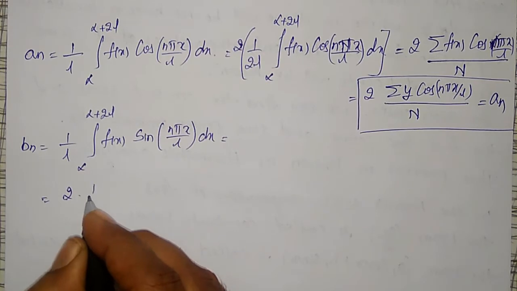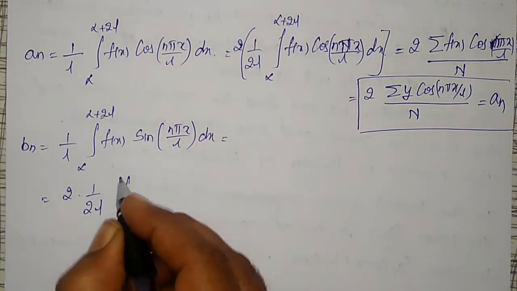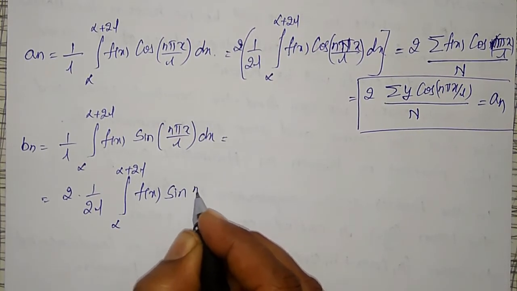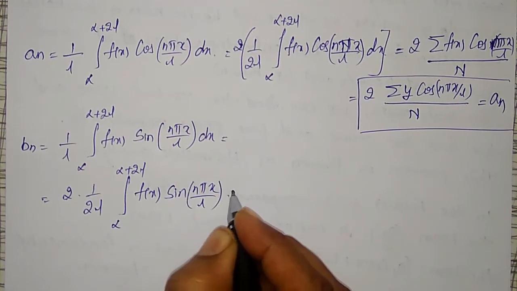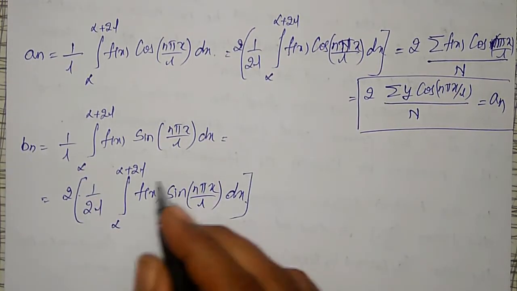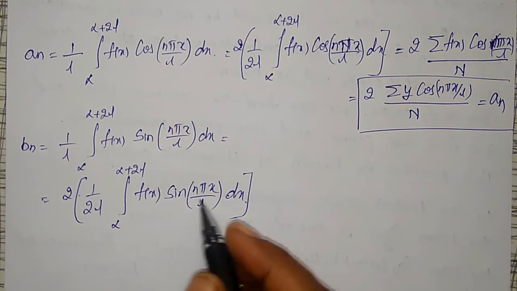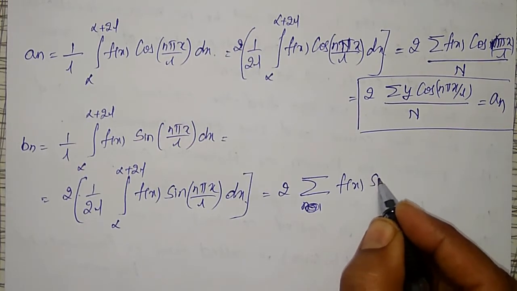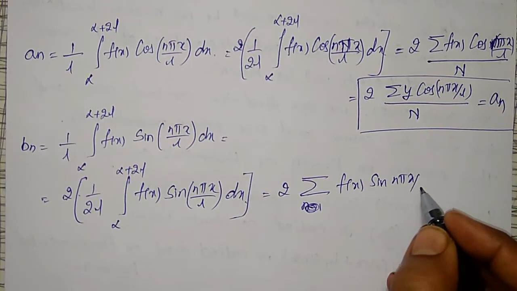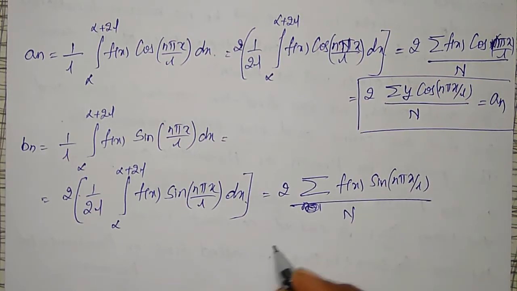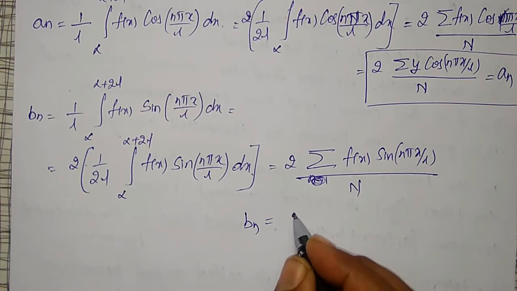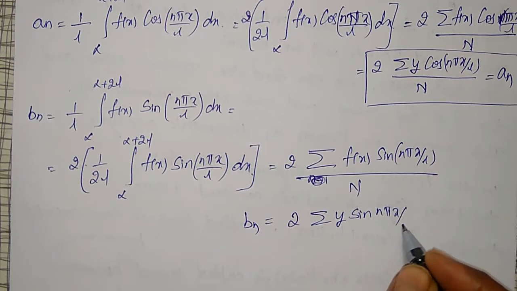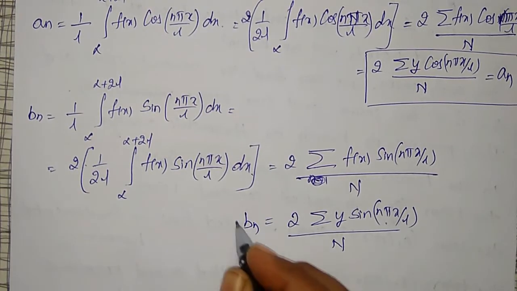Like that, bn is also defined the same way. That is 2 into 1 by 2l integral from alpha to alpha plus 2l of f of x sin n pi x divided by l dx. Then this bracket is again the mean of the function f of x into sin, that is equal to 2 times summation of f of x sin n pi x divided by l, the whole divided by capital N. Or I can write bn is equal to 2 times summation of y sin n pi x by l, whole divided by n, which is my bn.